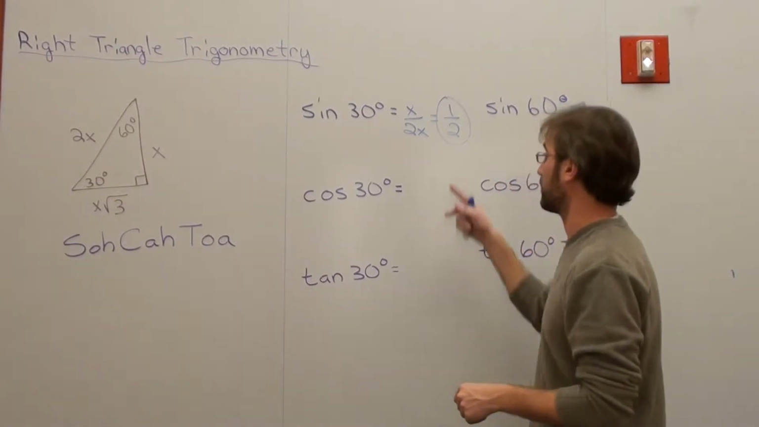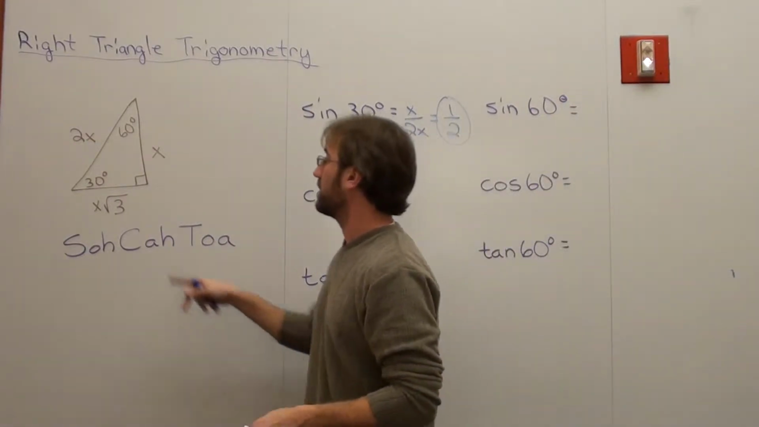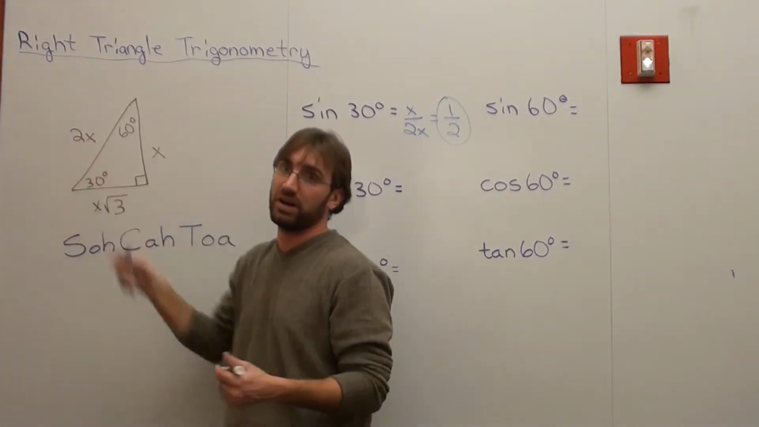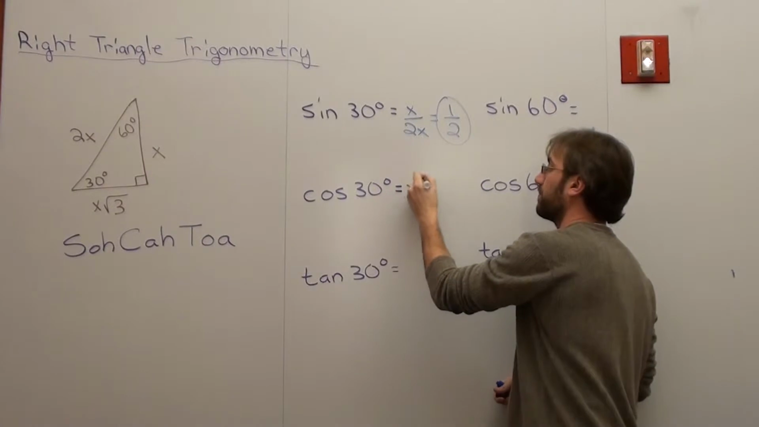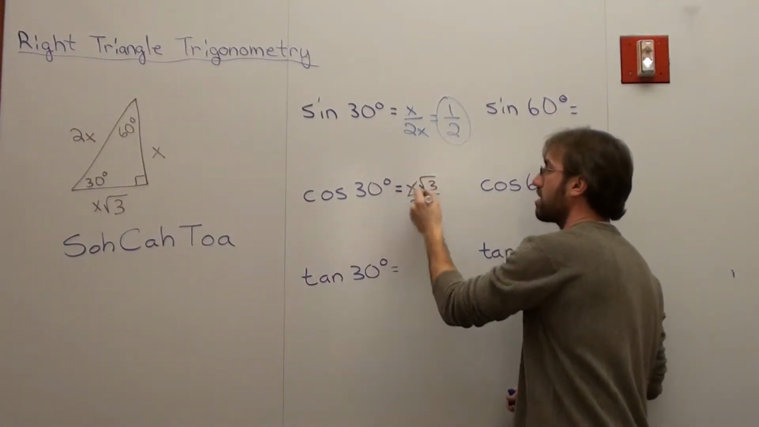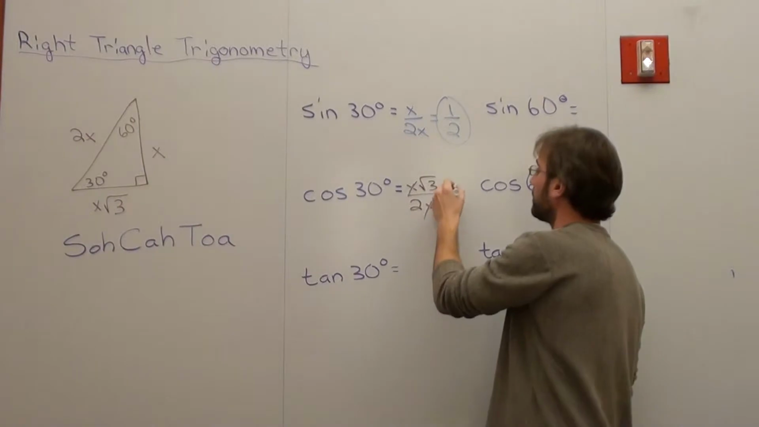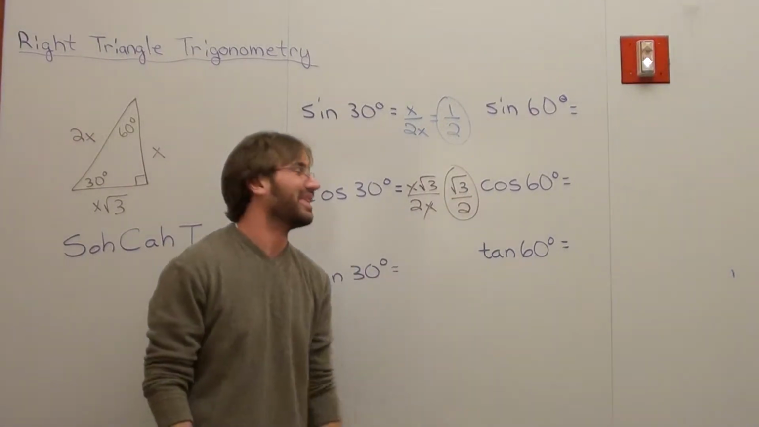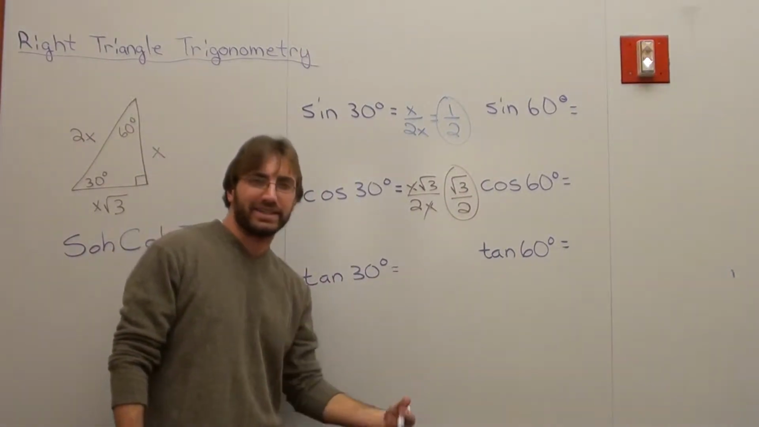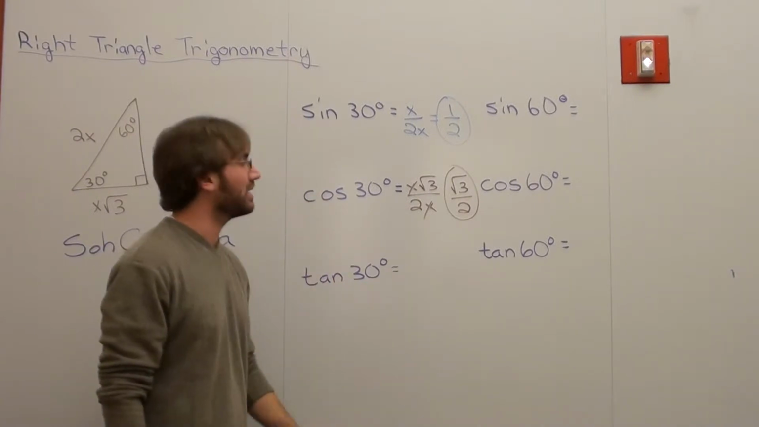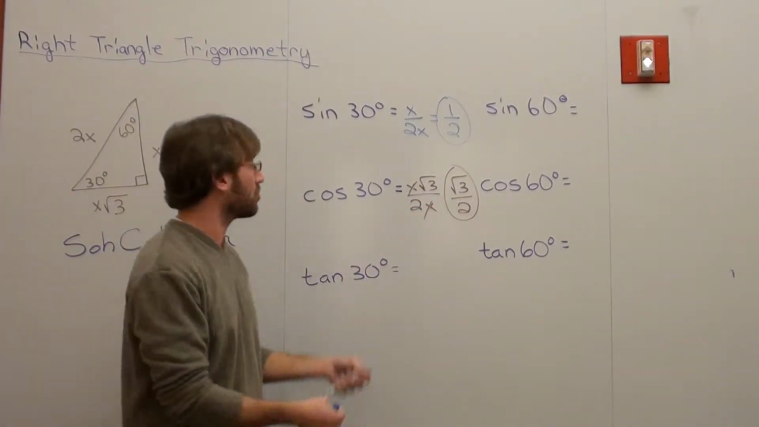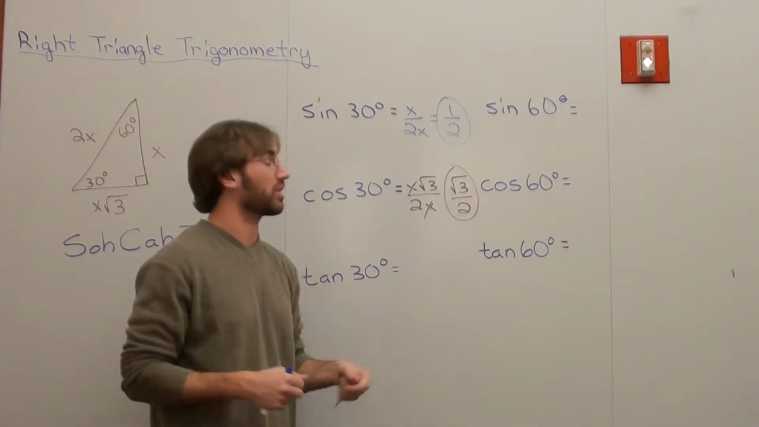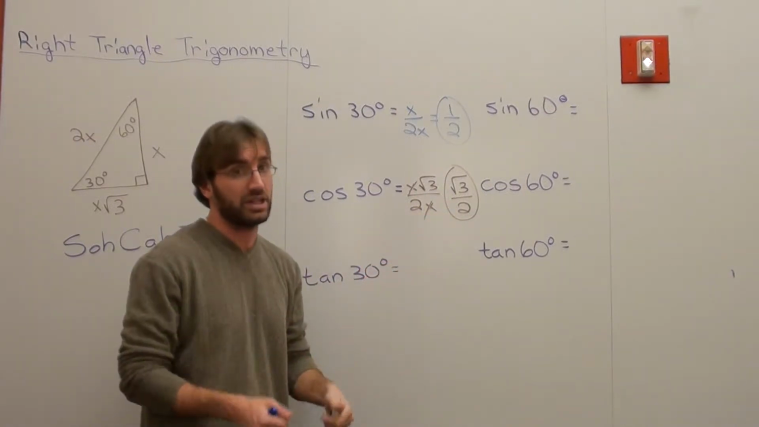Cosine of 30 degrees is the adjacent side. It's not this side, that's opposite. It's the adjacent side over the hypotenuse. So it's x root 3 over 2x. My answer is square root of 3 over 2, which is about 0.866. It's pretty close to that. So it's square root of 3 over 2, and you wouldn't write 0.866. When you put cosine of 30 degrees into your calculator and you write 0.866, and you don't know why your teacher marked it wrong, it's because they want this answer. They don't want the decimal answer.